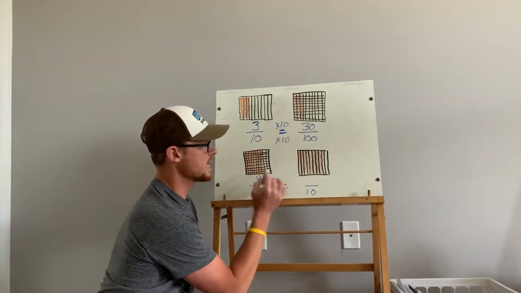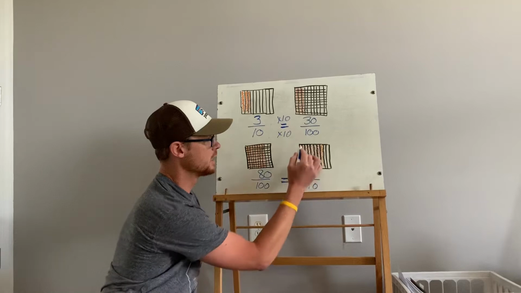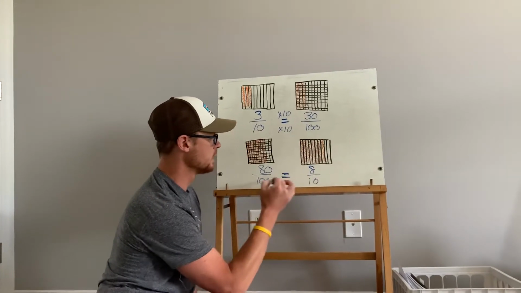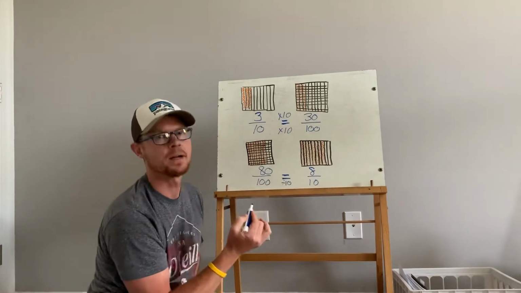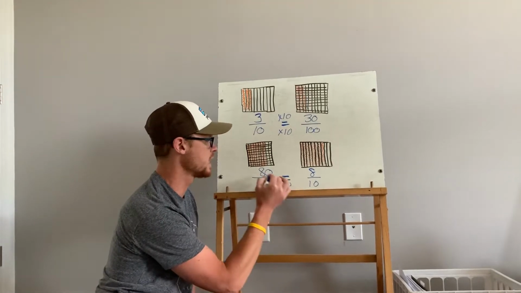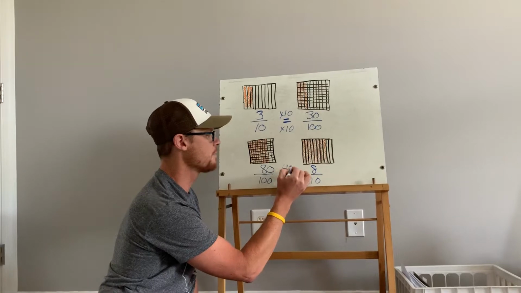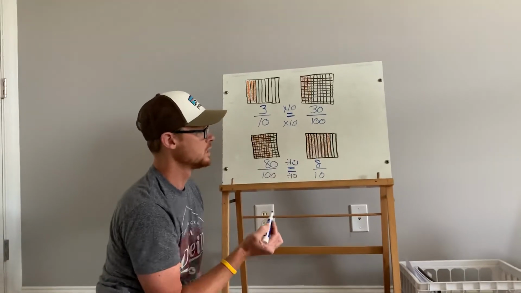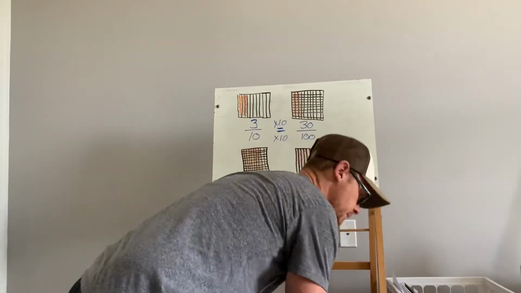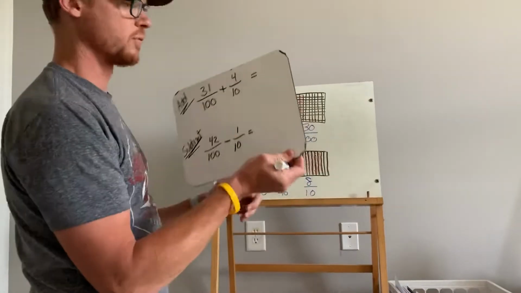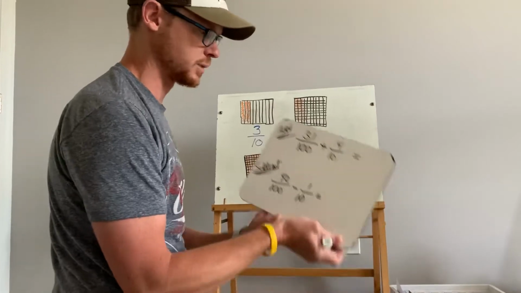To represent the same fraction, I shaded in 8 tenths over here. And to go from 100 down to 10, I'm going to divide by 10. So 100 divided by 10 equals 10, and I have to do the same thing to my top, and 80 divided by 10 equals 8 tenths. So they're equivalent fractions. Now let's look at an example like this one for adding and subtracting tenths and hundredths.